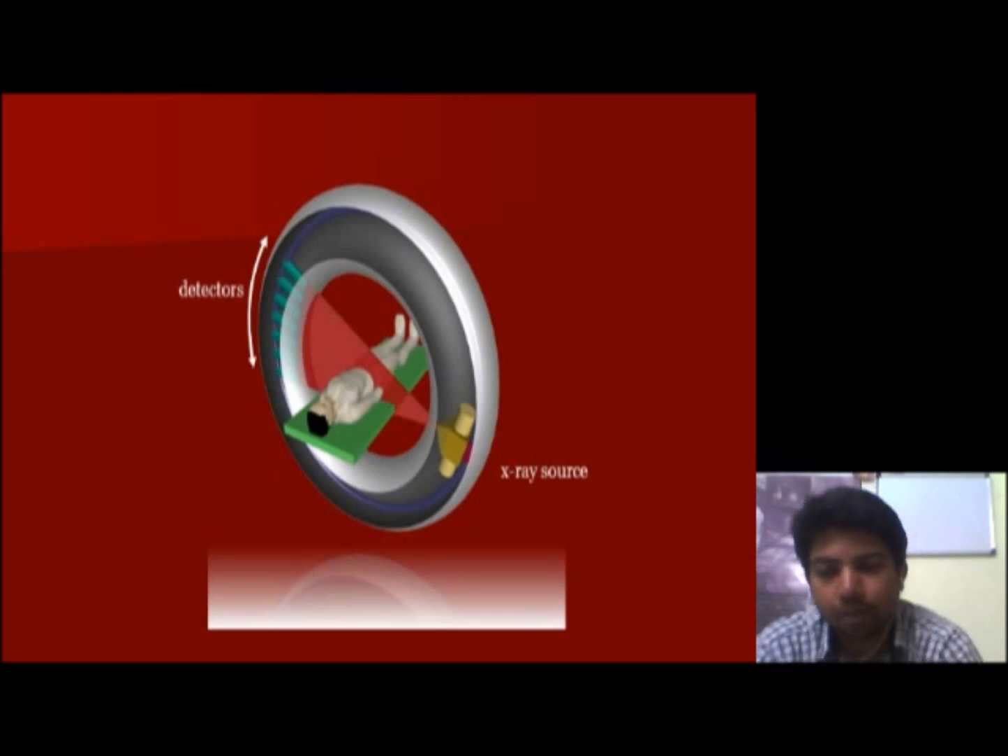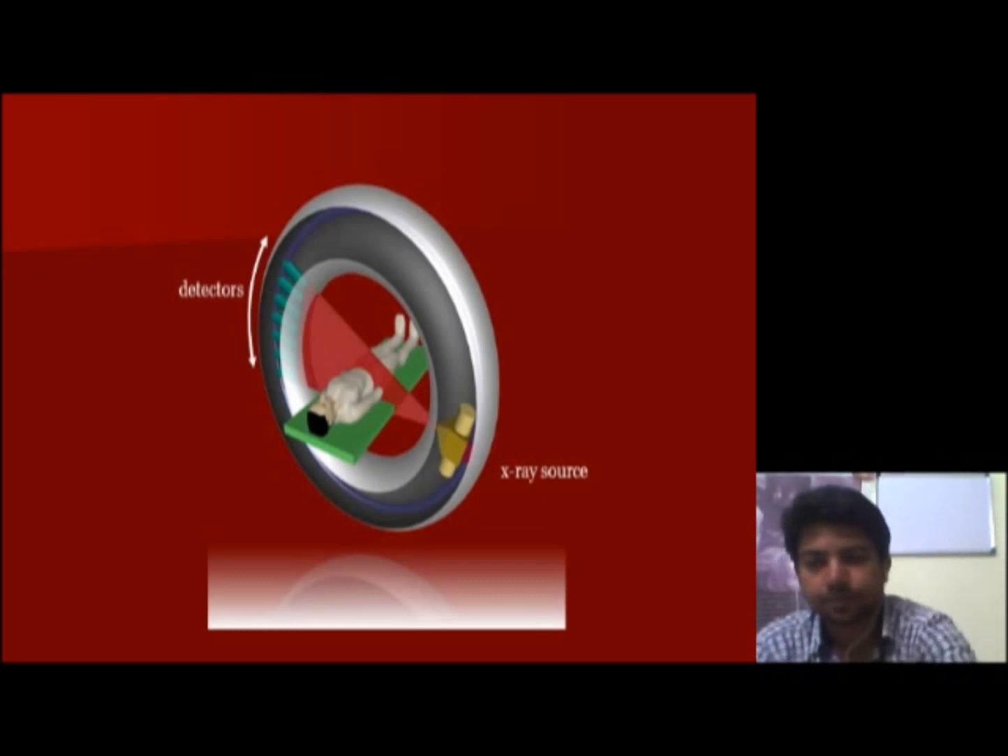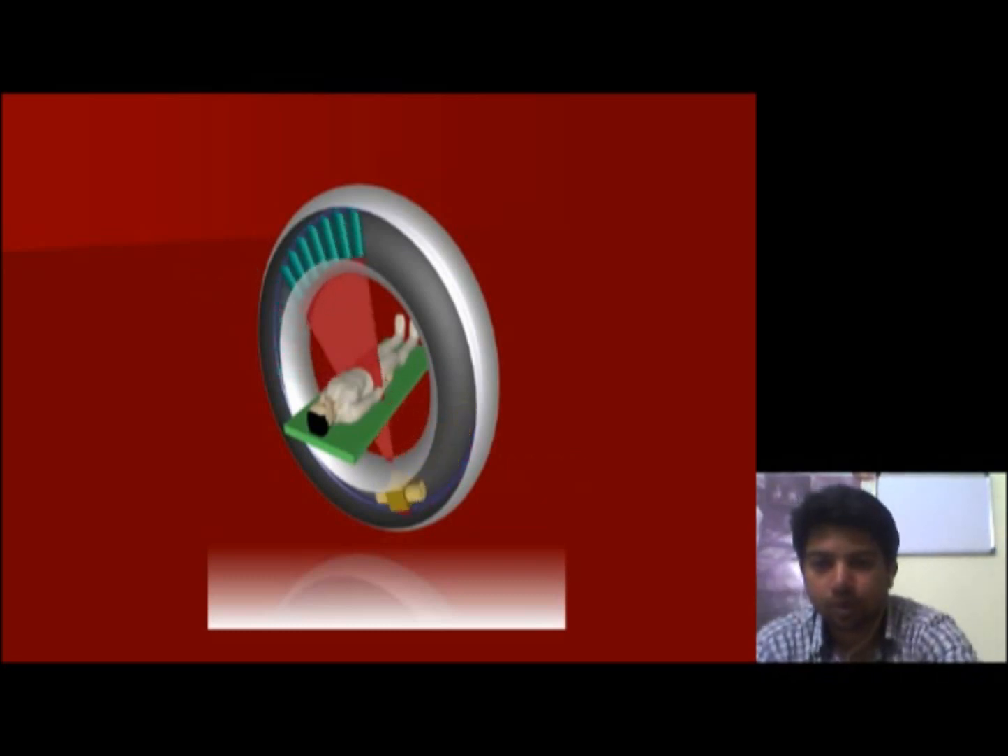But in latest generation of CT scanners, there is a fan shaped beam which is emitted by this X-ray source, and this fan shaped beam is detected by various detectors. So an X-ray image is formed within fraction of a second. So if we see here, as it rotates around the patient, it results in formation of an image.